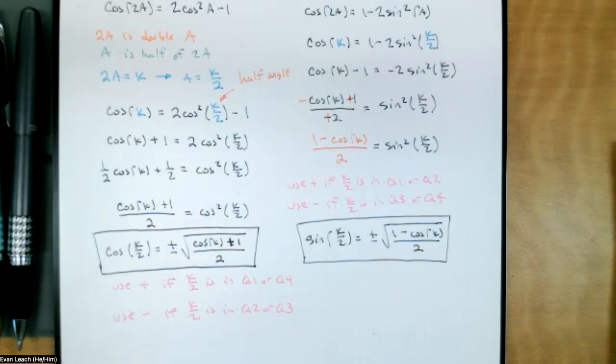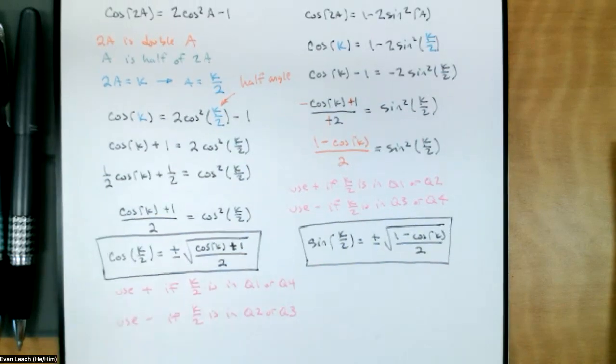With the cosine double angle identity, cosine squared minus sine squared, that helps you remember your sum and difference, cosine cosine, sine sine. But both of the half angle identities are based on that double angle identity for cosine. The two alternate forms, 2 cosine squared minus 1 and 1 minus 2 sine squared.